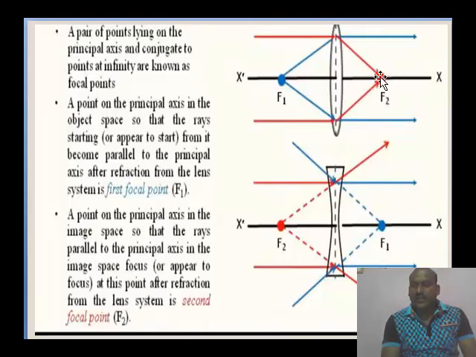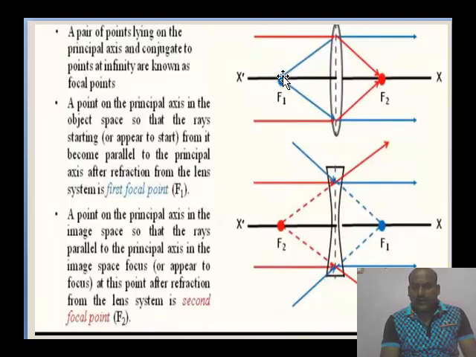In the image point, where these rays are incident on the principal axis, that point is the second focal point. F is the focal point, the second focal point. That is, there is another condition.